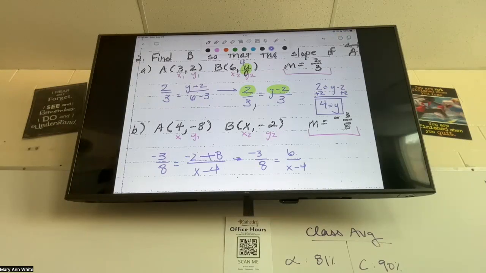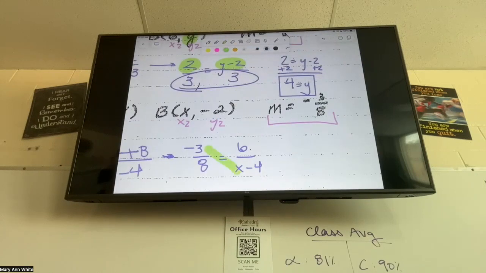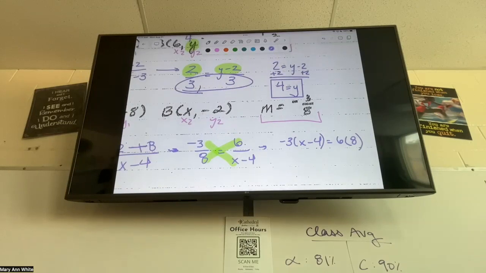Now, everyone's brains work a little differently. If you're like, oh, I see a pattern, I know how to make this an easy setup, great, do it. In my brain, I don't see a very easy, like, oh, the bottoms are equal, so the tops get to be equal. I'm just going to go into a cross multiplication. So I'm going to multiply -3 times x minus 4, and that's going to be equal to 8 times 6. So if it's not as simple as the last one where the denominators were equal, so the numerators are just equal, just cross multiply and we'll solve that way.